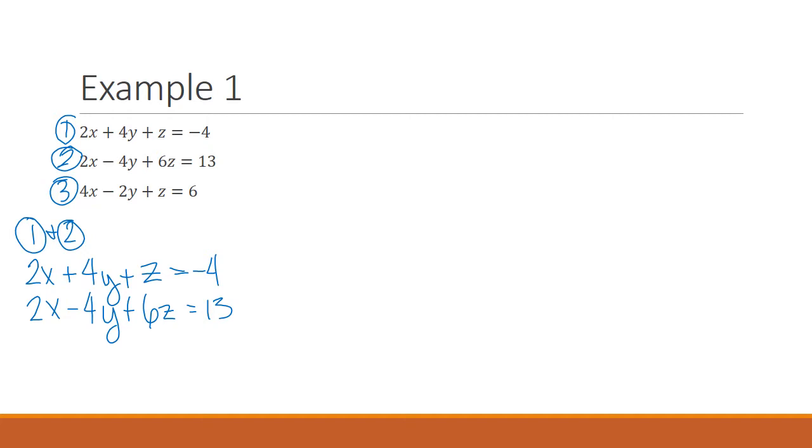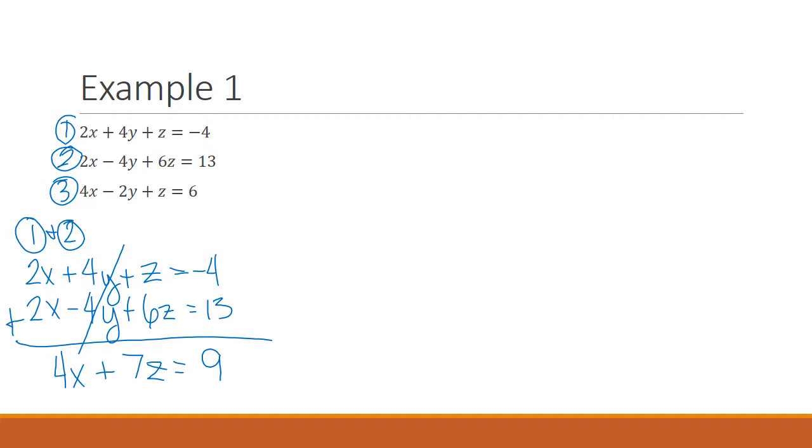So I've got those two equations, and I want to use the elimination method to get rid of one of my variables. In this case, it's pretty easy to combine these to get rid of one of my variables. I don't even have to multiply anything by anything. I've got plus 4y and minus 4y. So when I add my equations together, I'm going to have 4x plus 7z equals -4 plus 13, which gives us 9. Okay, so now I have an equation with only two variables instead of three.